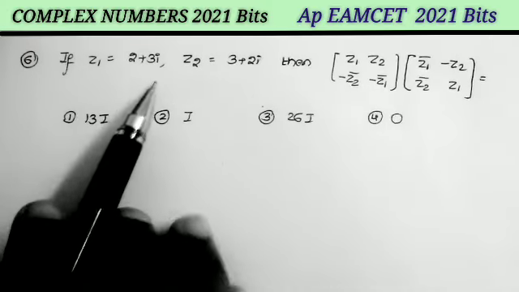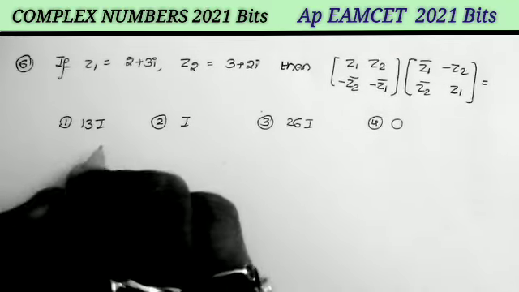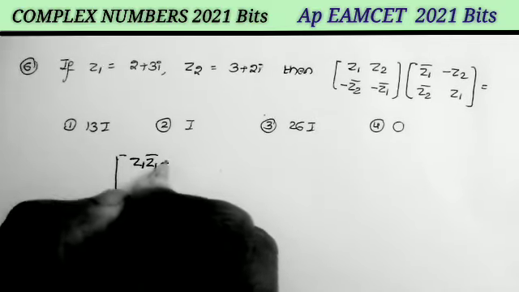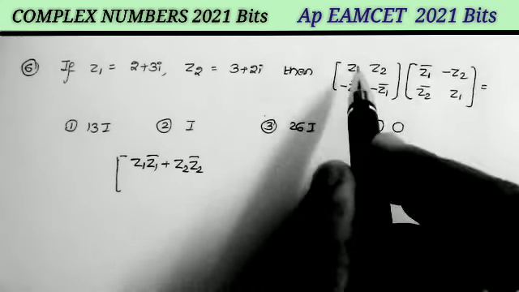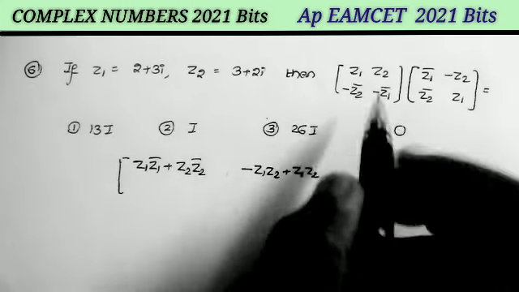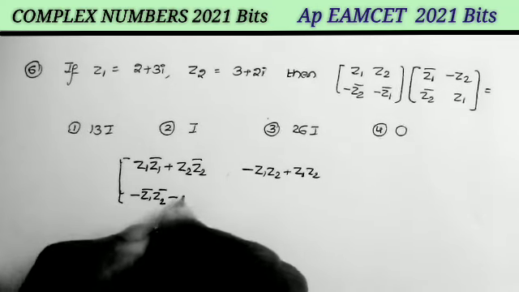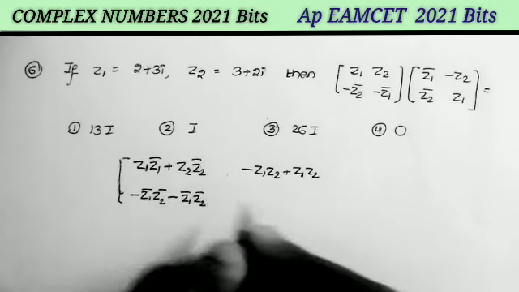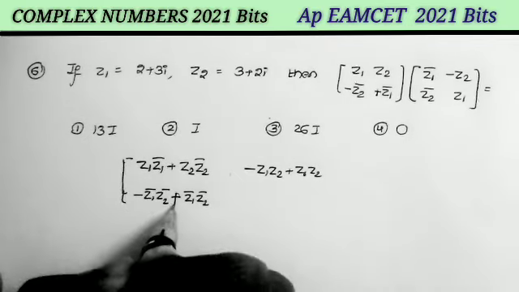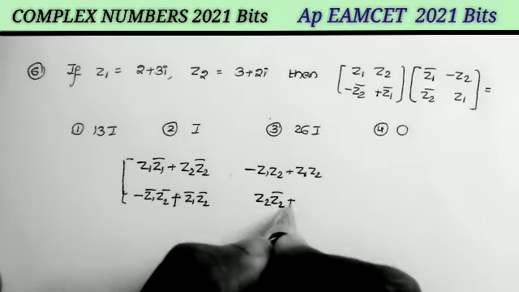If z1 is equal to 2 plus 3i and z2 is equal to 3 plus 2i, then what is the value of the product of these two matrices? So first I am taking the product value, first row by the first column: z1 into z1 bar plus z2 into z2 bar. Now first row by the second column: minus z1 z2 plus z1 z2. Now coming to the second row by the first column: minus z1 bar into z2 bar plus z1 bar into z2 bar, and the last one: z2 into z2 bar plus z1 into z1 bar.